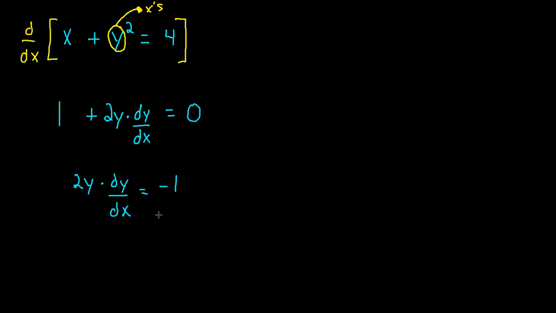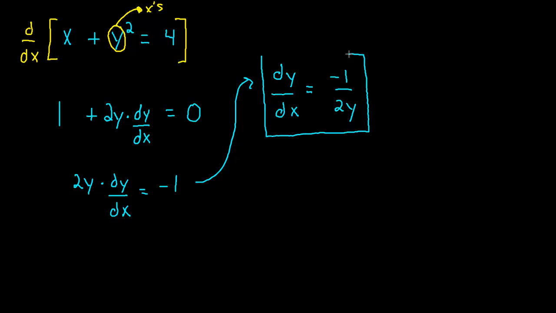So we get negative 1 on the right hand side, and then let's go up here and we get dy dx equals, now I'm just going to divide both sides by 2y, and I get negative 1 over 2y. Now you'll notice that this function is strictly in terms of y, and that's okay. This is the derivative of this function up here. If you look carefully at this thing, this is going to be a parabola that opens sideways.